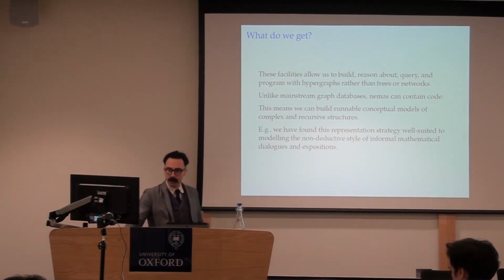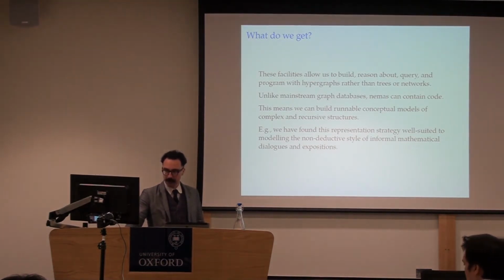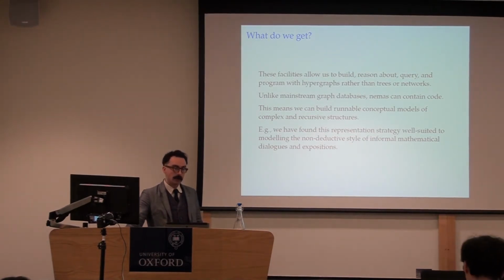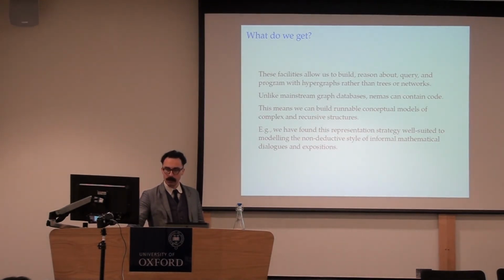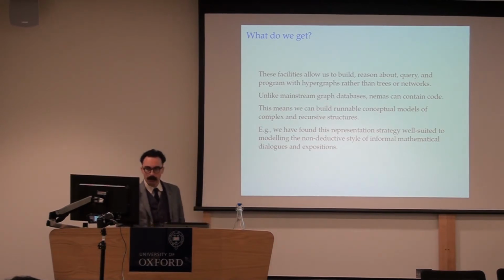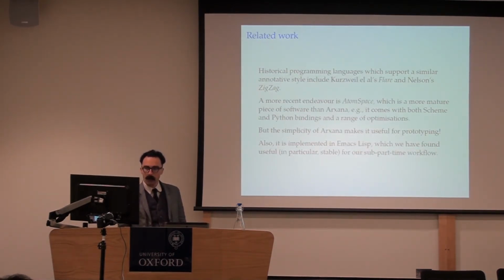So what do you get? I mentioned some of these things in the overview, but this is a lightning talk, so I'll try to have lightning strike twice. So yeah, you can represent these hypergraphs rather than trees. You can put code inside of your graphs or hypergraphs, which is different from a mainstream graph database, by the way. So that's the kind of killer app here. And that allows you to build runnable models using these complex recursive structures. For example, and I'll show you this in a minute, if you want to model mathematics, especially informal mathematics as opposed to fully formalized mathematics, you can.